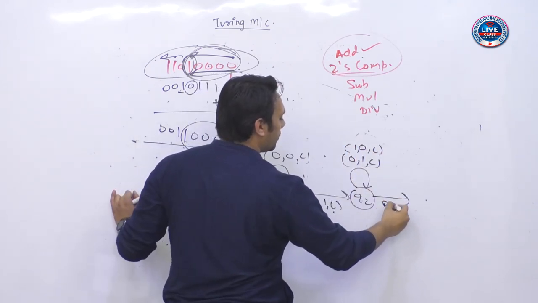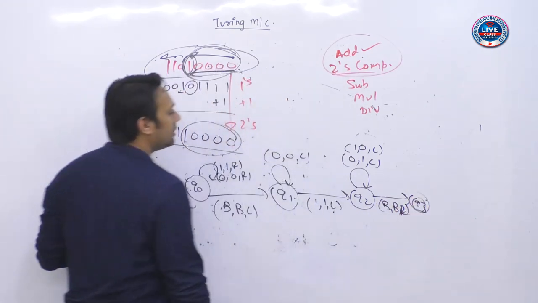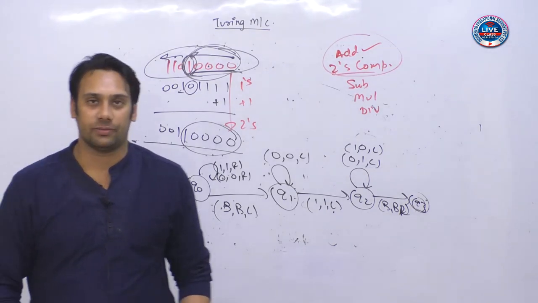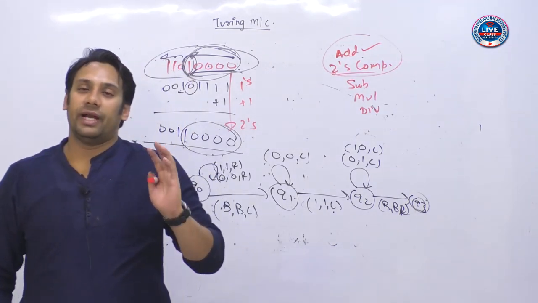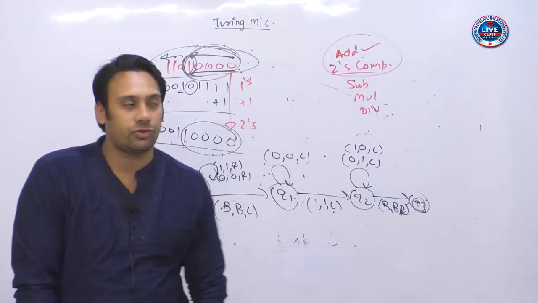And as soon as one more blank symbol is encountered, then you can accept it and your work is done. So it is so simple to even design a Turing machine to perform a two's complementation operation. So you can perform addition operation from a Turing machine. You can perform two's complementation operation from a Turing machine.